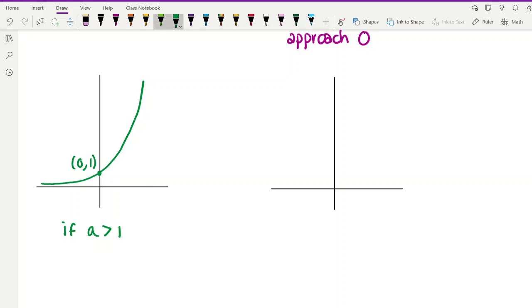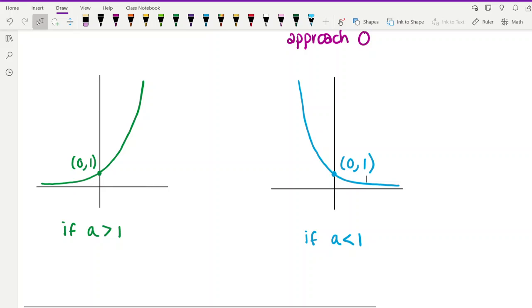And then if your base is less than 1, maybe I'll use a different color. I wanted to match it with the past page, but I think I'm already using that purple color for something else. So if your base is less than 1, the shape is always going to look like this.